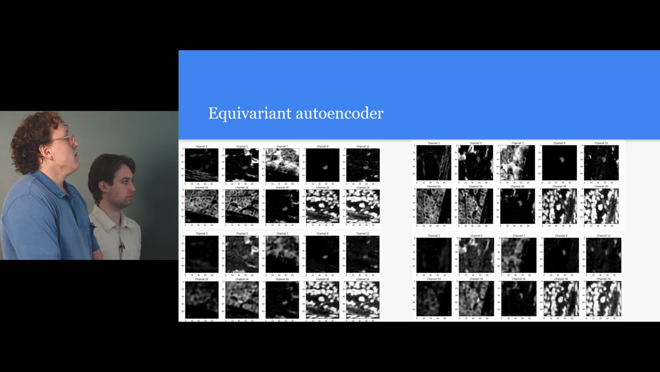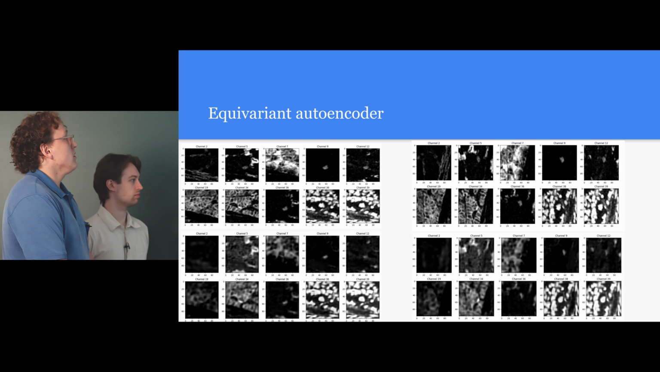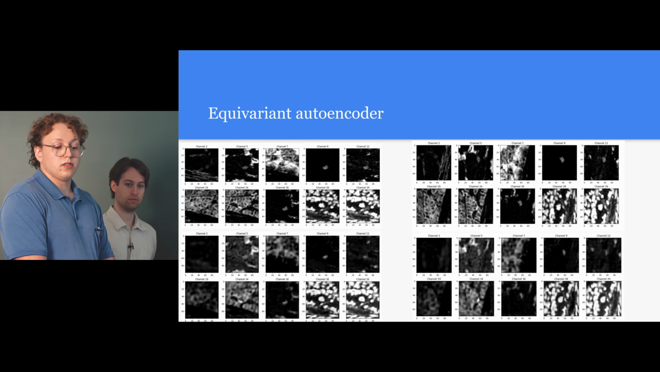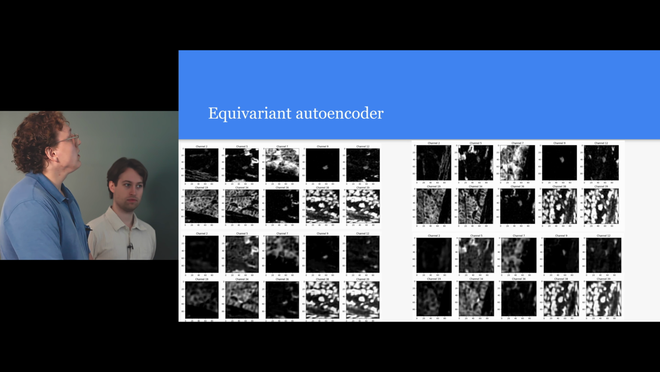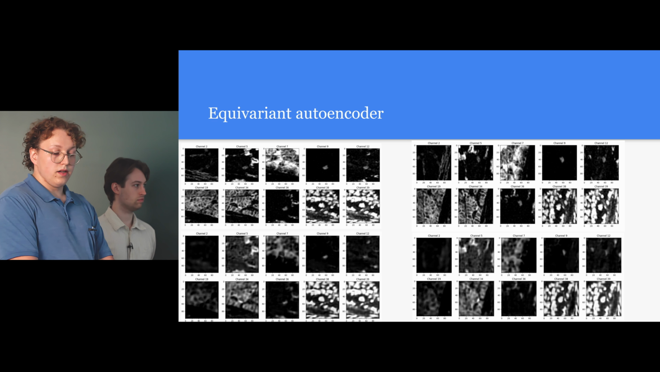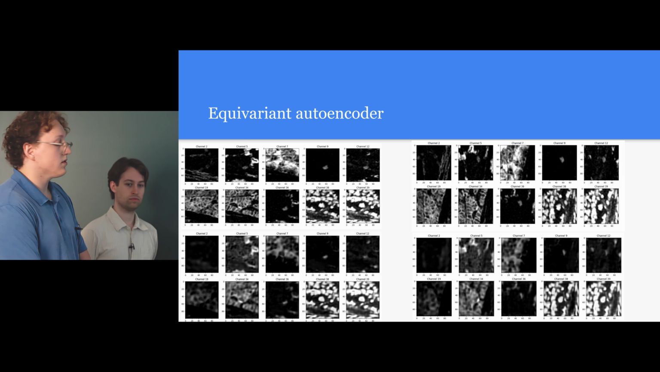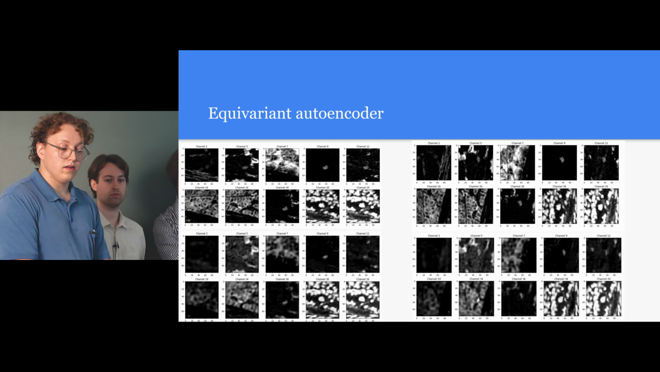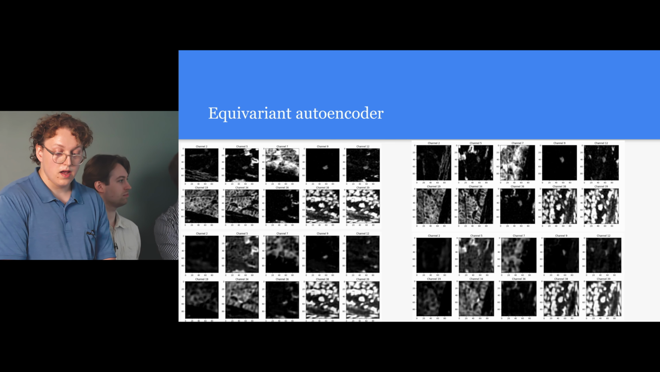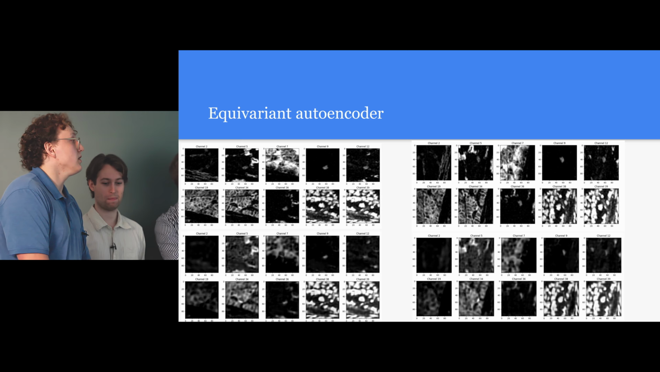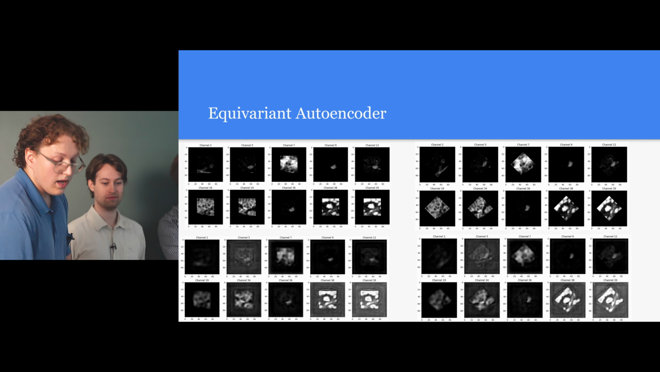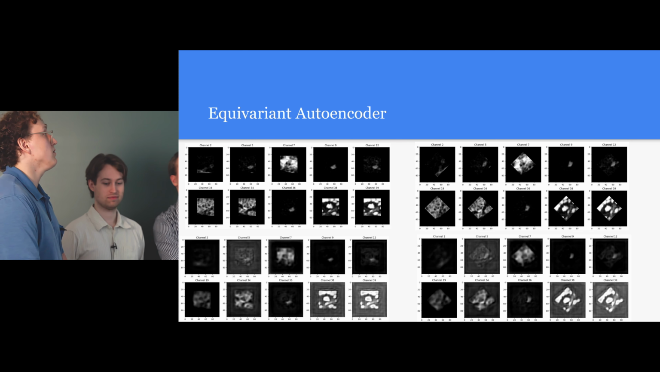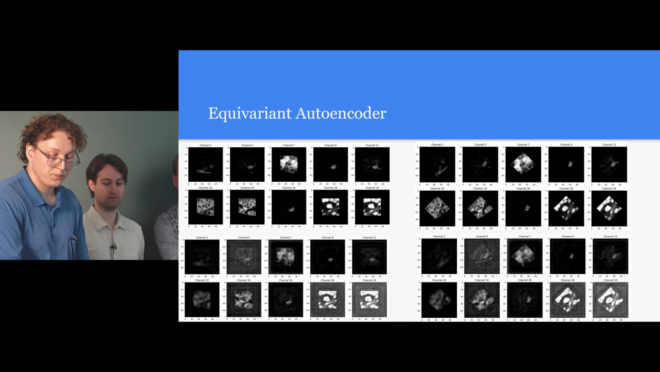And here are some examples of inputs and reconstructions given by the equivariant autoencoder. On the left side we can see the original input and reconstructions on the bottom, and on the right side the input rotated by 90 degrees and reconstructions that are almost perfectly rotated as well. And this applies also to other rotations like 45 degrees.